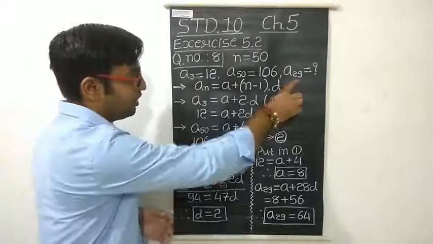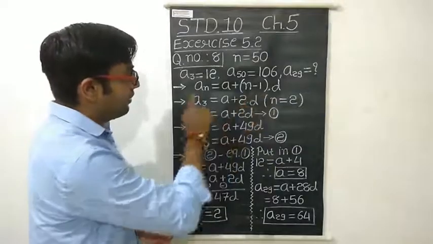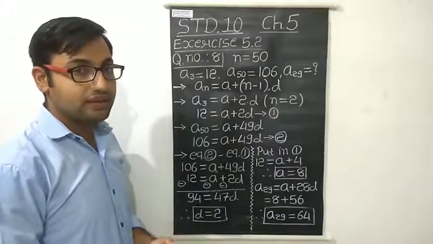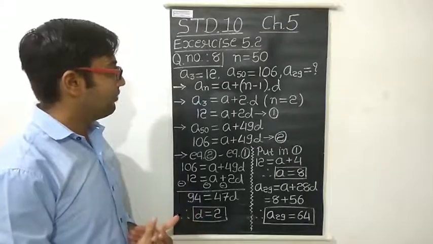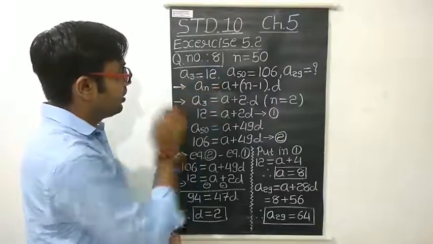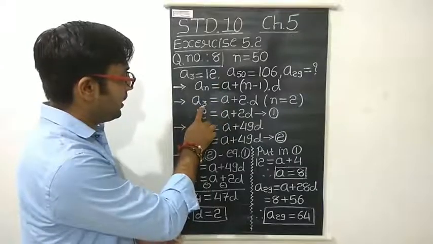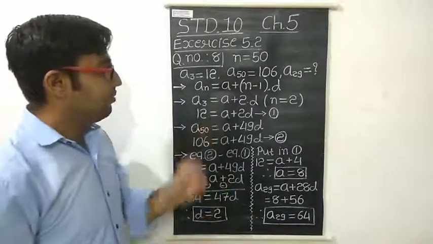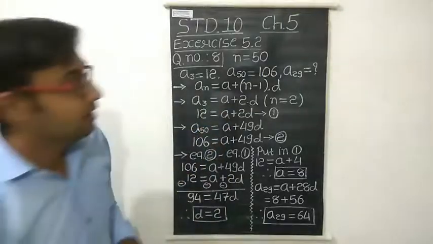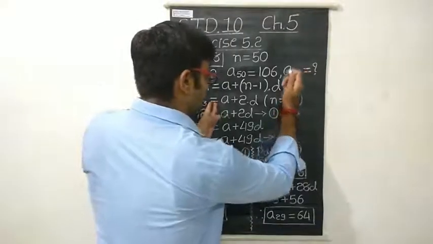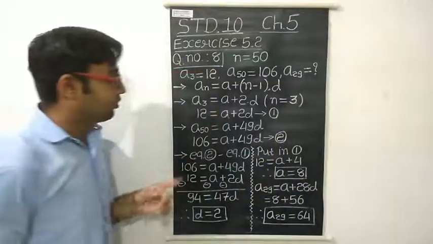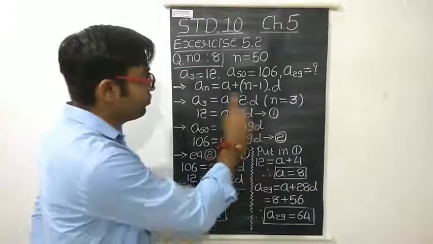So here, to find the 29th term according to the formula, we do not have the values of a and d. So how do we find a and d? We will start with whatever is given. We are given the third term, so we apply the formula for the third term. We can write a3 is equal to a plus (n minus 1) into d. Here n is 3, so n minus 1 is equal to 2, into d.